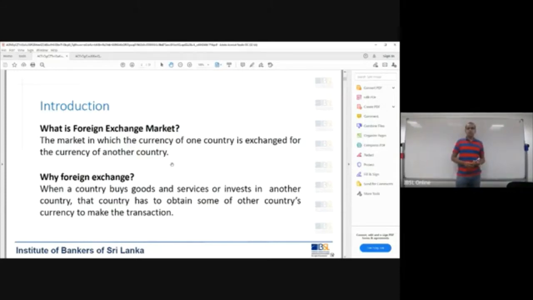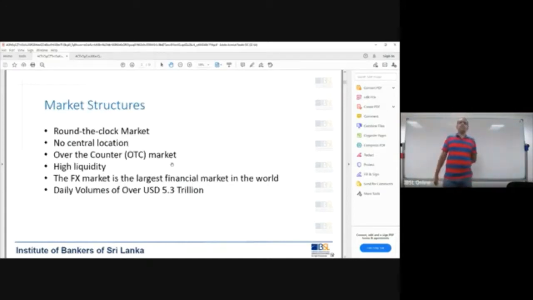When a country buys goods and services or invests in another country, the country has to obtain some of the other country's currency to make that transaction, right? So very basic stuff. The market structure is around the clock, almost a 24-hour market. It doesn't operate during weekends, closed during weekends. There is no central location, so it's not that the foreign exchange market is controlled in the US or UK. There is nothing as such. Regardless of which location is closed, the market still functions. Which center is closed does not matter.